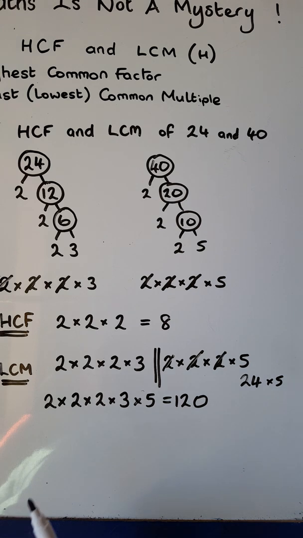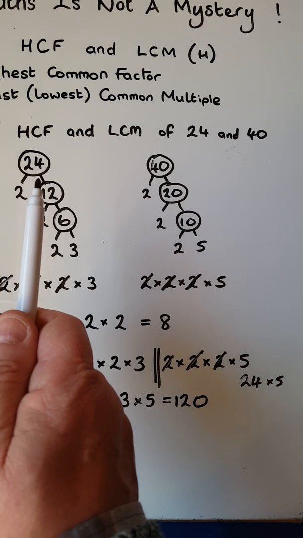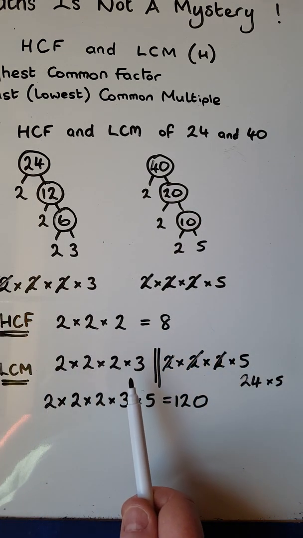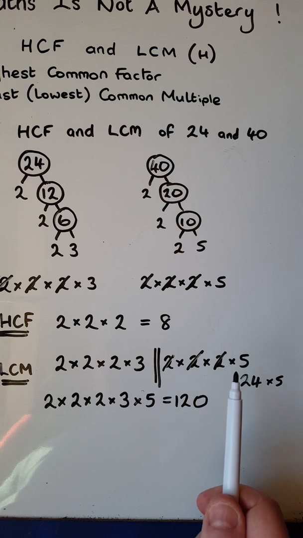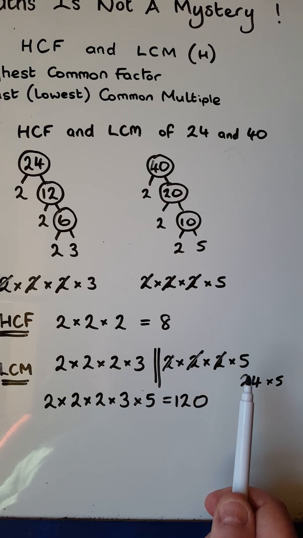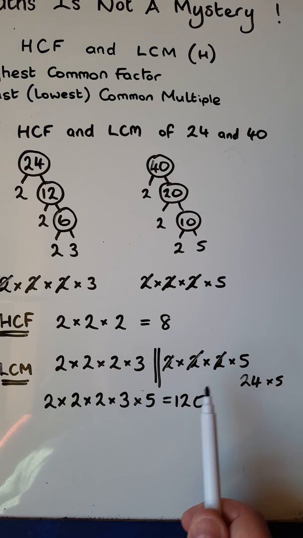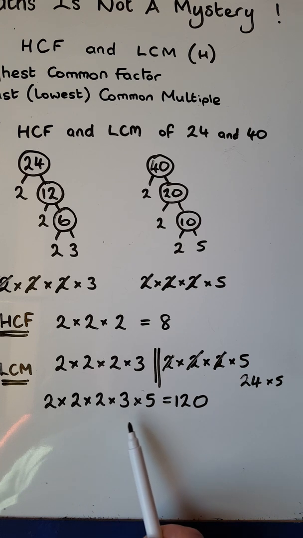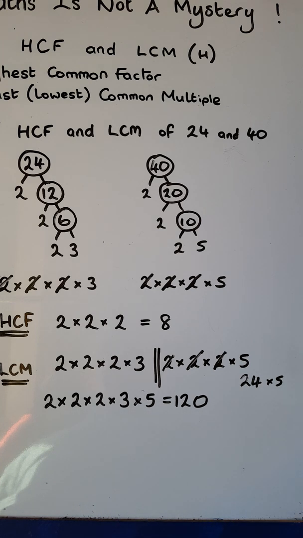For lowest common multiple, start with your smaller of your two numbers that you've been given. Write out the entire list of prime factors, and then look for anything that's left over for the other number. Put that onto the end of the list. Work out the answer to that. That's how you do that at the higher level. It's not going to get any harder than that for highest common factor and least common multiple.